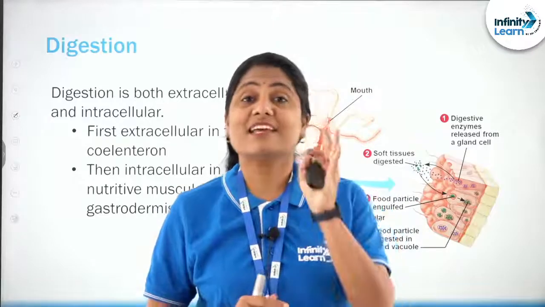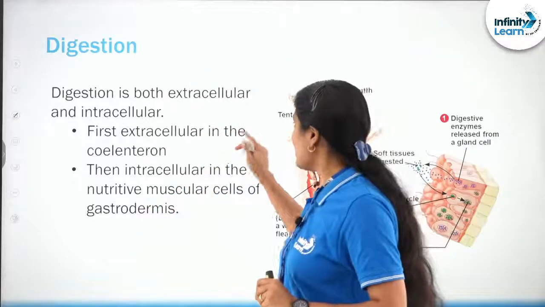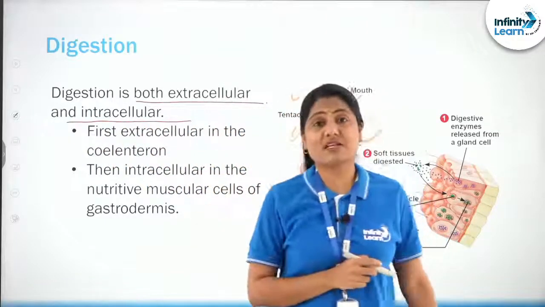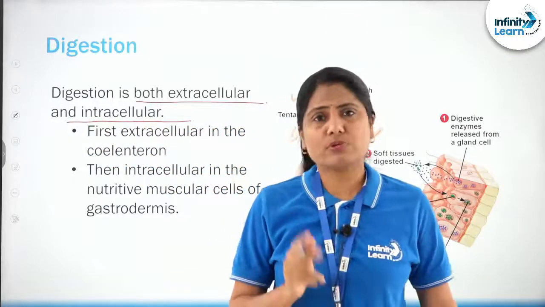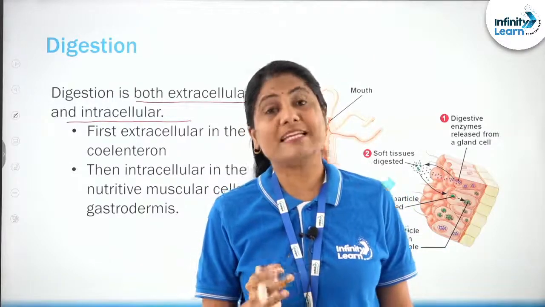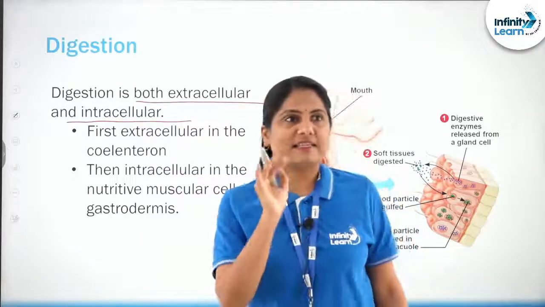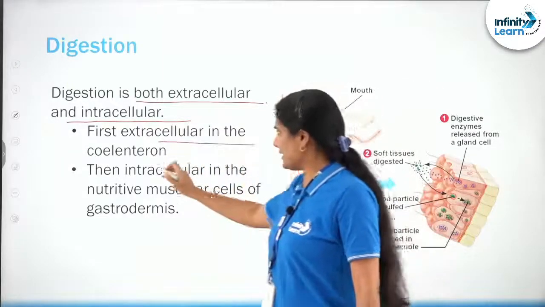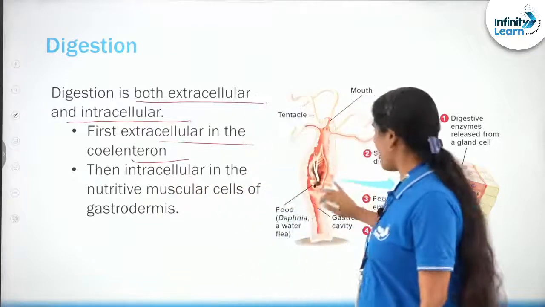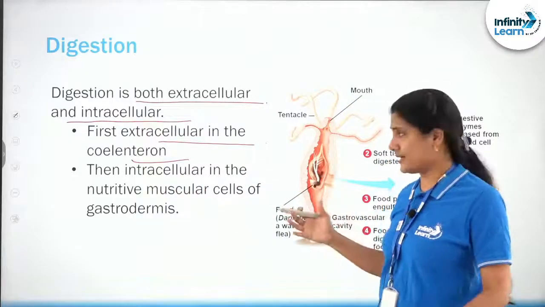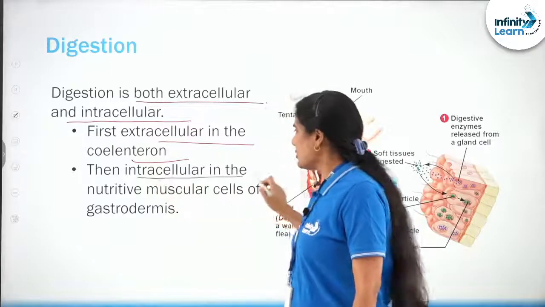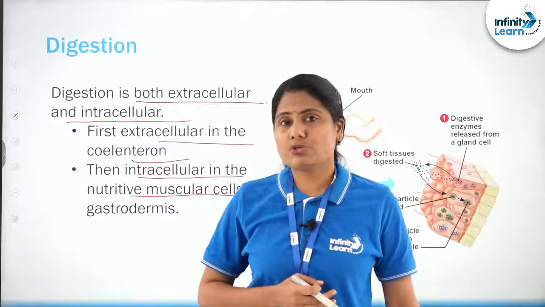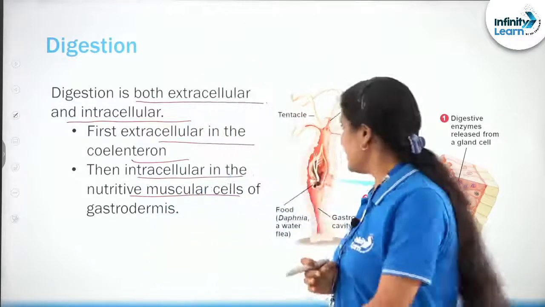So, what did we learn in Porifera? The digestion was intracellular. And what about this? It is both extracellular as well as intracellular. Same with Ctenophora again. In both these phyla, the digestion is going to be both intra as well as extracellular, right. So, first extracellular in the coelenteron, that is in the body cavity, it is a gastrovascular cavity that is present in them, and then it is going to be intracellular with little cells that are present in the body wall called the nutritive muscular cells, right.